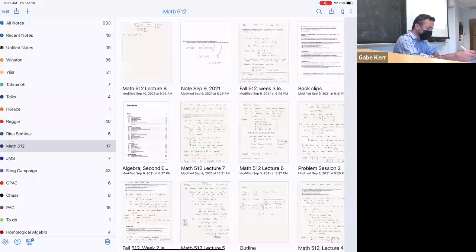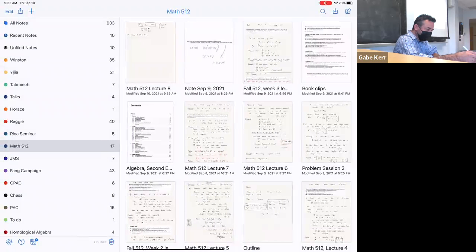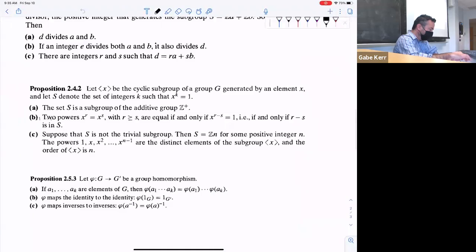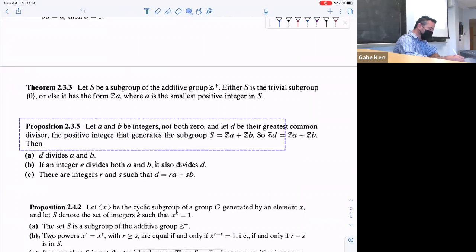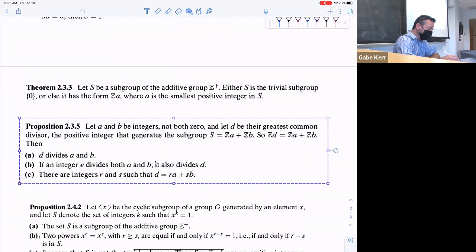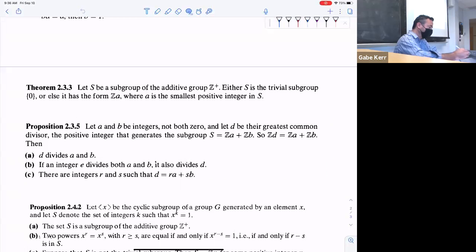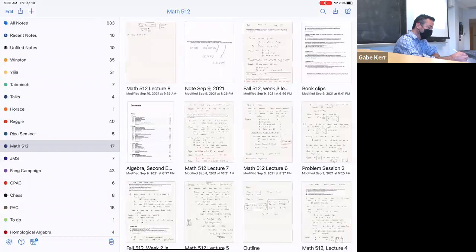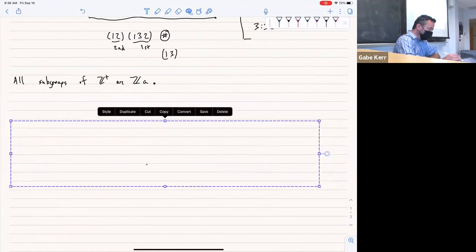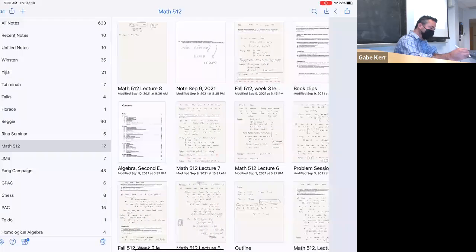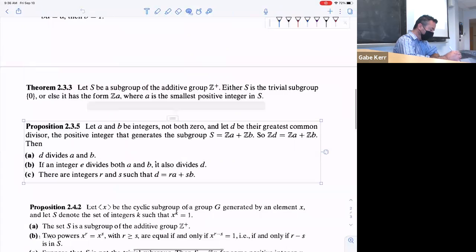All right, so let's take a look here. I wanted to look at this proposition to give us a little sense of why the greatest common divisor is something we can understand just from understanding subgroups. Okay, that's not what I want to do.